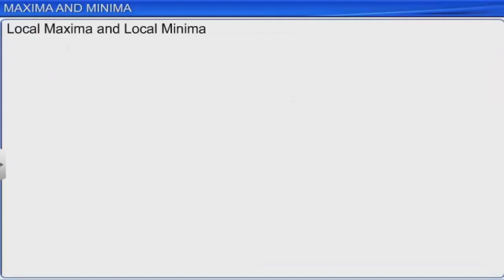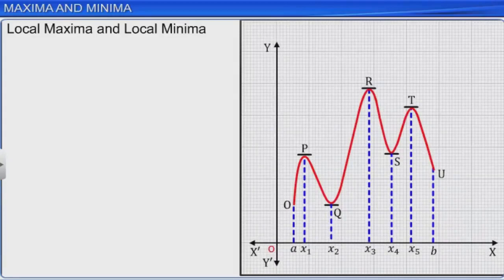Now, let's proceed further and learn about local maxima and local minima of a function. Take a look at the figure here. Observe that the curve of the function is increasing from point O to P, Q to R, and S to T, whereas it is decreasing from P to Q, R to S, and T to U.